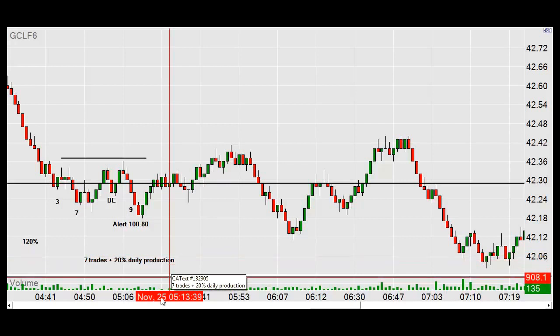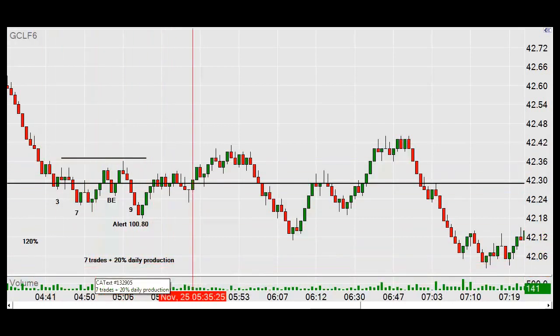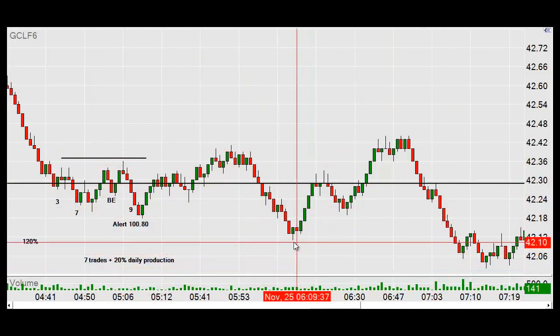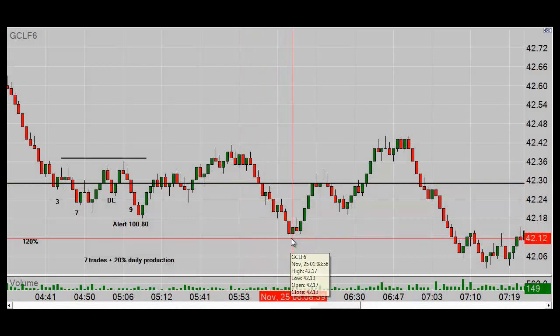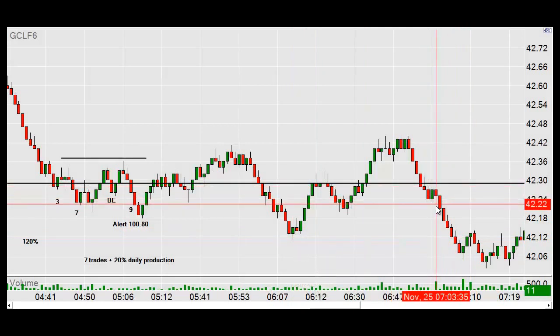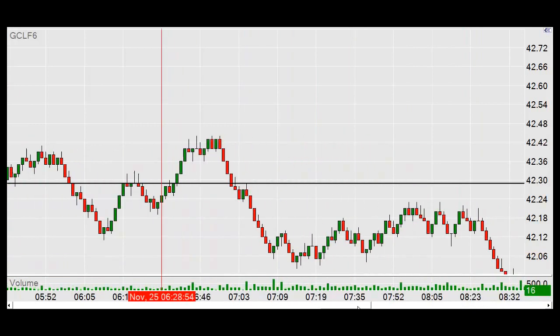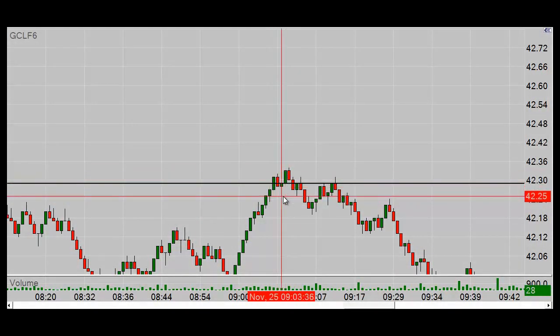Okay. Now, some of you are saying, well, that's too early in the morning for me. Okay. What time you want to get up? Here's a move at 6 o'clock that goes from our trigger at 42.29 down to 42.11. Here's another trigger that goes down to 42.05. Then we come back. Important prices, important areas are almost always tested.